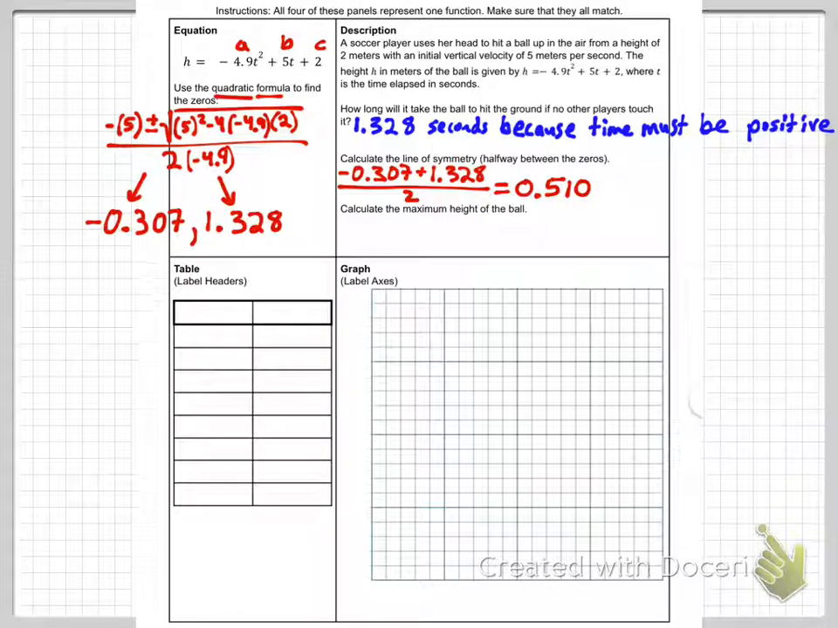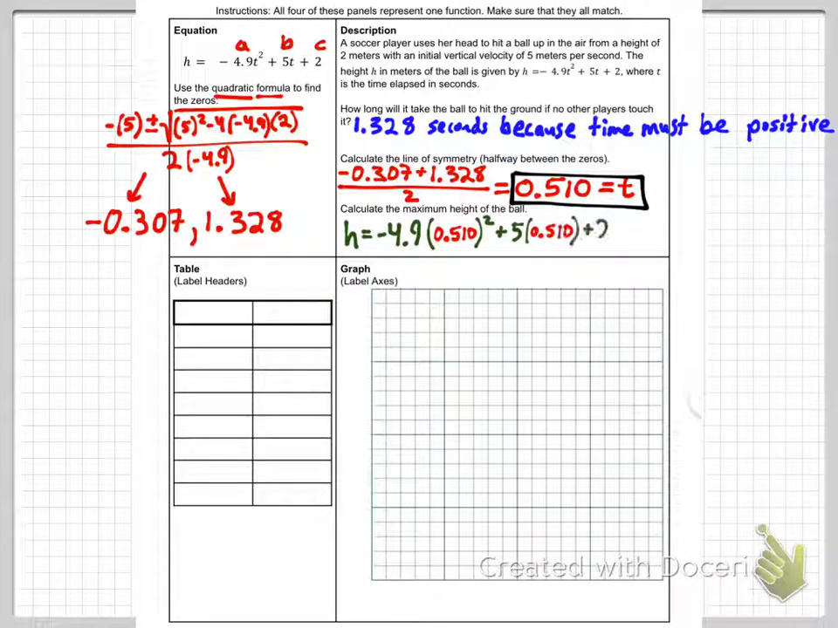Again, the maximum is based on that t value, because that is time, so 0.51 seconds. At 0.51 seconds, that must be the time of the maximum height of the ball. So let's plug that in for t, and you get 3.276 meters, which is the height.